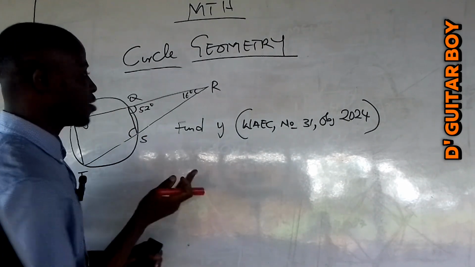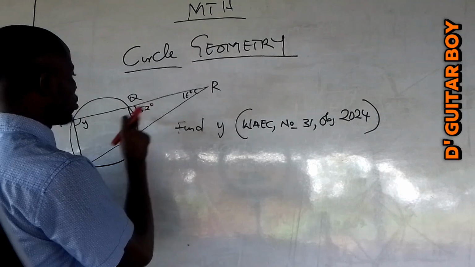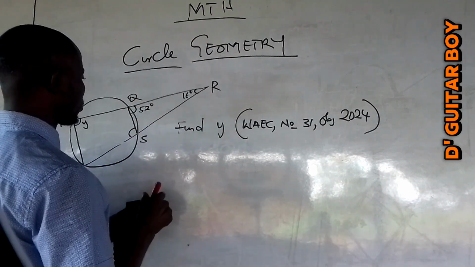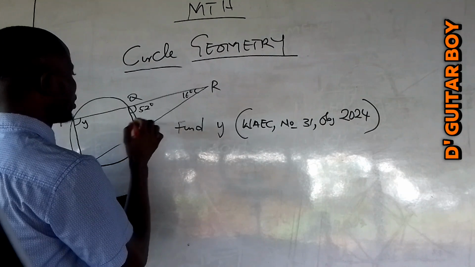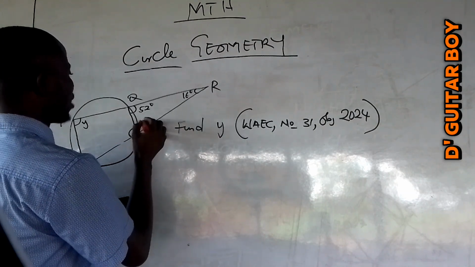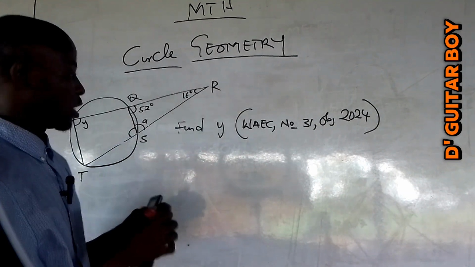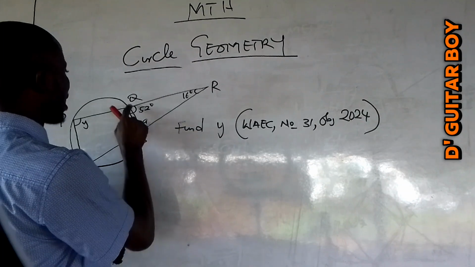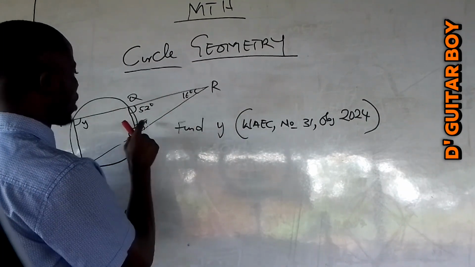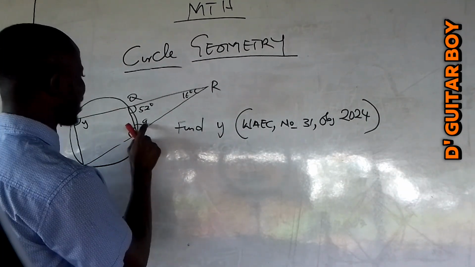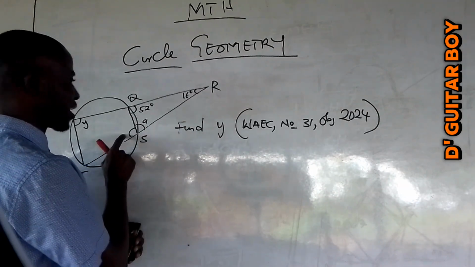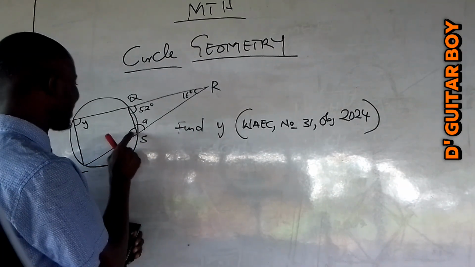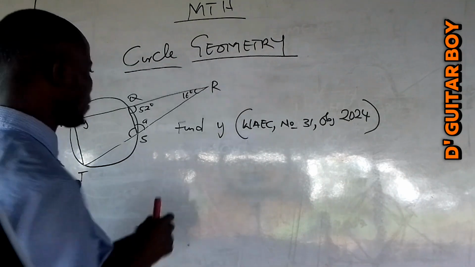So how can I know this angle? I will have to know this angle first before knowing this angle. This angle, let's call it A. I know this angle, and I don't know this angle. How can I calculate this angle first? Because it is after I have this angle that I can get here, and then after I get here, I can get here. That is how you think about it.